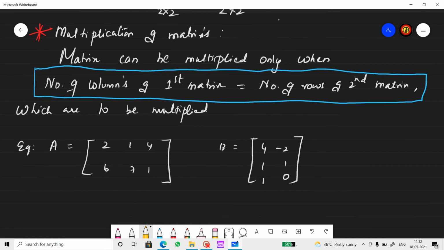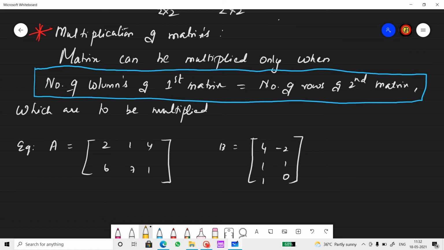Multiplication of a matrix. Matrix multiplication is a little tricky area, at least when we start. So listen carefully and apply this. Try to cover as many multiplication sums as possible to understand this concept very well. Matrices can be multiplied only when the number of columns of the first matrix is equal to the number of rows of the second matrix.